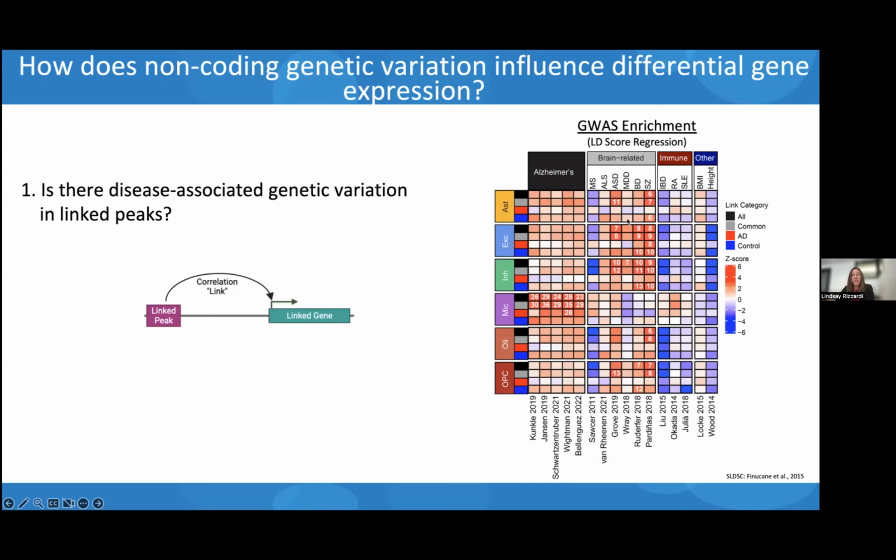And for other brain-related disorders, we see things pop up in neurons for schizophrenia and bipolar disorder. And then, of course, nothing really for immune and then the control samples, as one would expect.